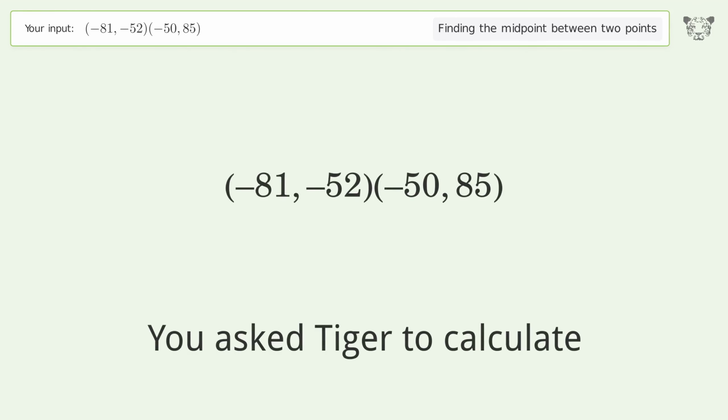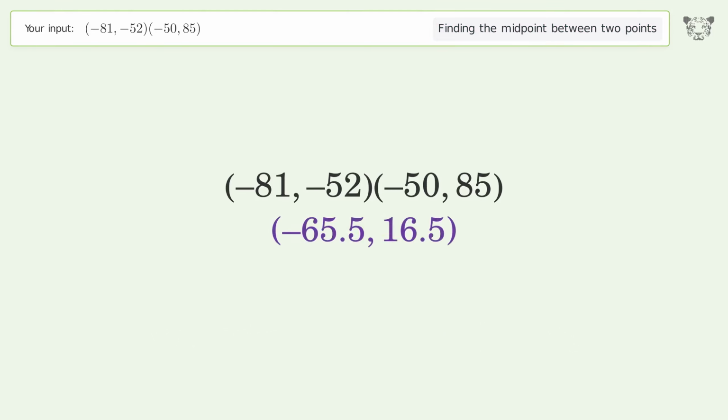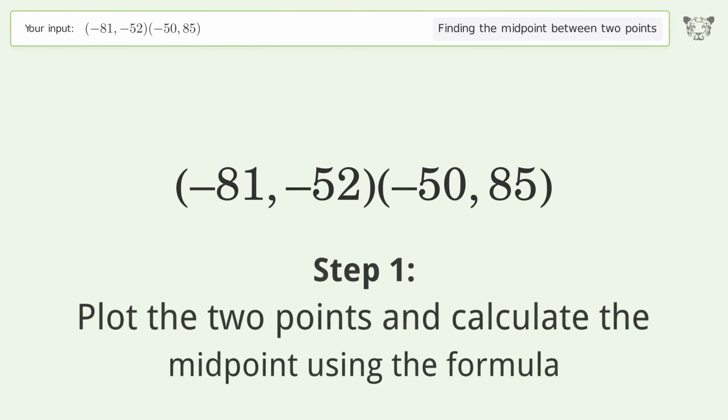You ask Tiger to calculate. This deals with finding the midpoint between 2 points. The midpoint between the 2 points is -65.5, 16.5. Let's solve it step by step. Plot the 2 points and calculate the midpoint using the formula.